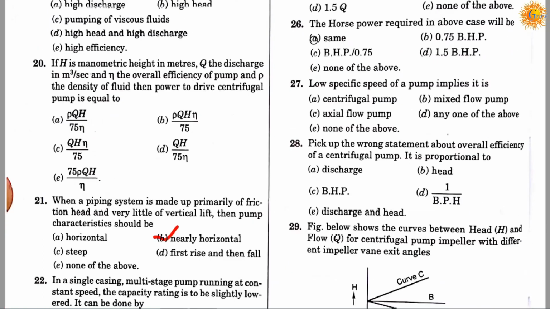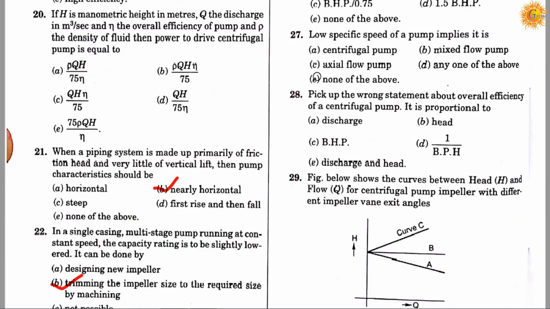Question number 26. The horsepower required in the above case will be option A same, option B is 0.75 BHP, option C is BHP divided by 0.75, option D 1.5 BHP, option E is none of the above. Correct answer is B, it will be 0.75 BHP.